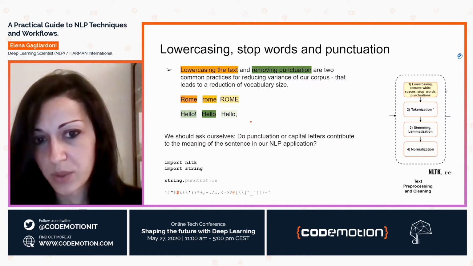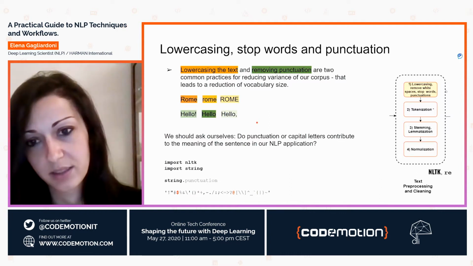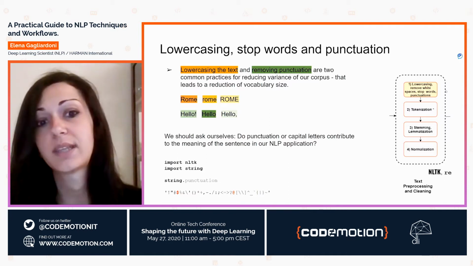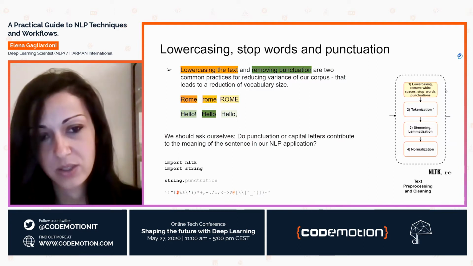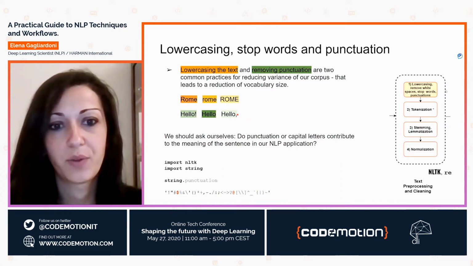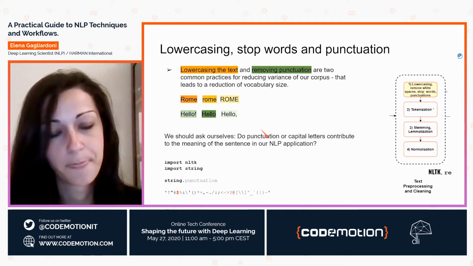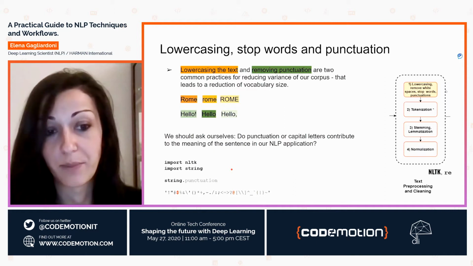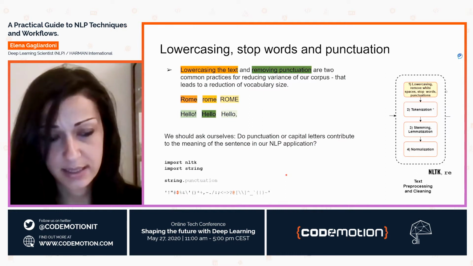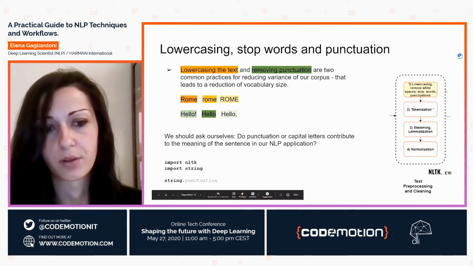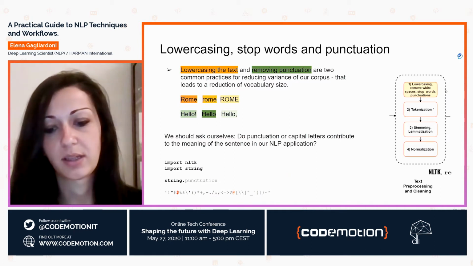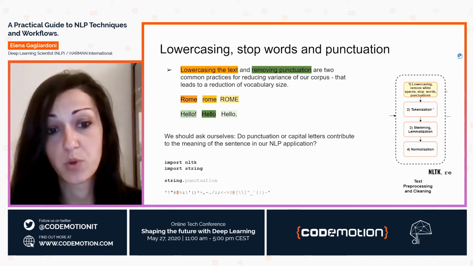So we should ask ourselves if punctuation or capital letters contribute to the meaning of the sentence in our natural language processing application. Because, for example, if my problem is a text generation problem, the punctuation is extremely important, okay? We can use NLTK, we can use the library string. Here you can see a list of punctuation of the library string. But it's very important that you be careful when you remove the punctuation.